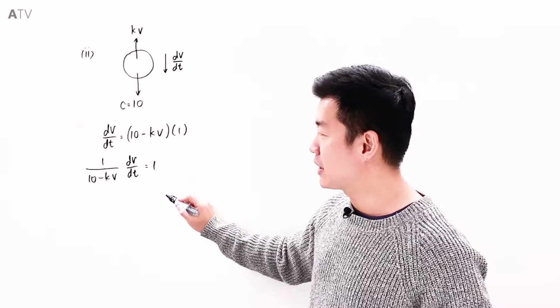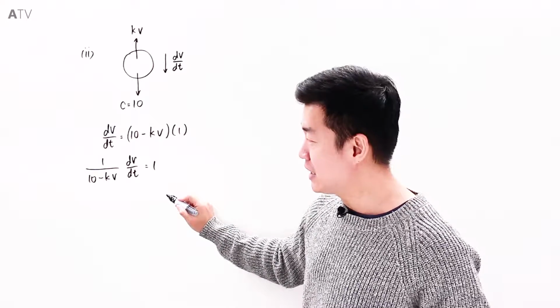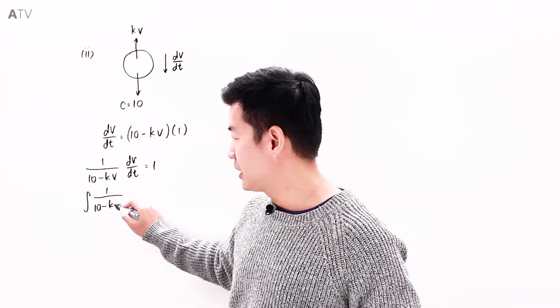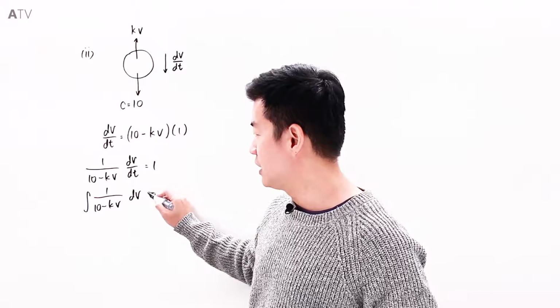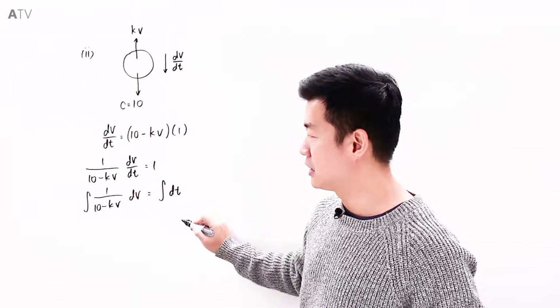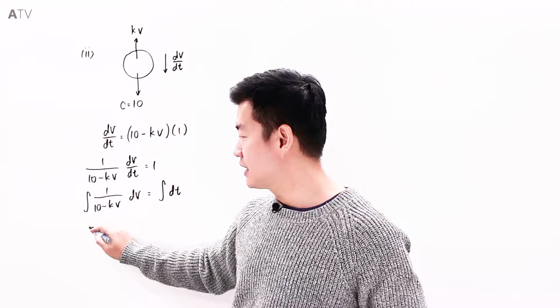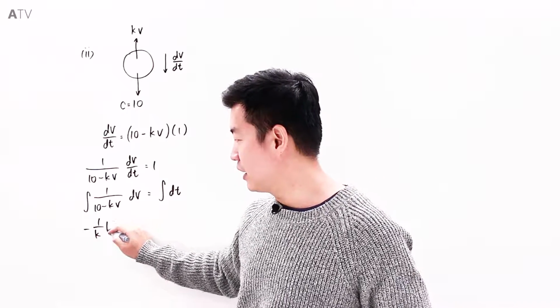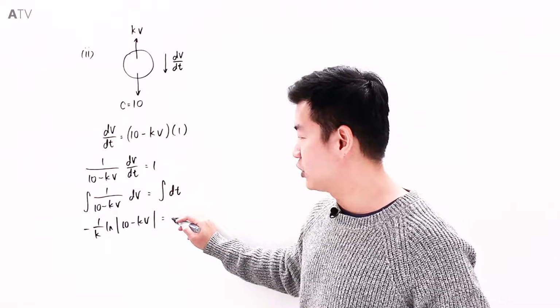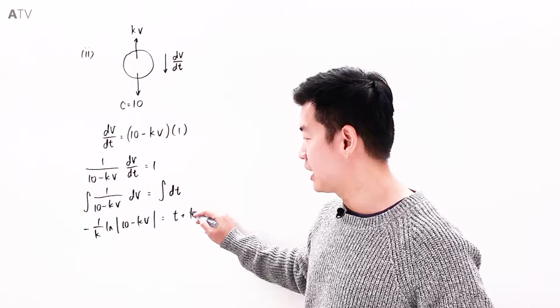Integrating both the left and right hand side with respect to t, it is going to be the integration of 1 over 10 minus kv dv equal to the integration of 1 dt. And integrating this, it is going to be negative 1 over k ln of the modulus of 10 minus kv is equal to t plus an arbitrary constant.